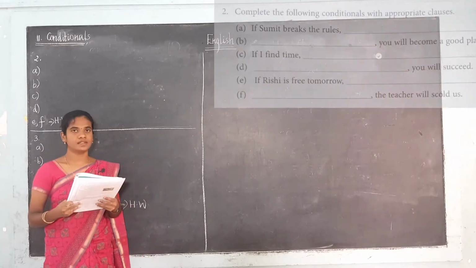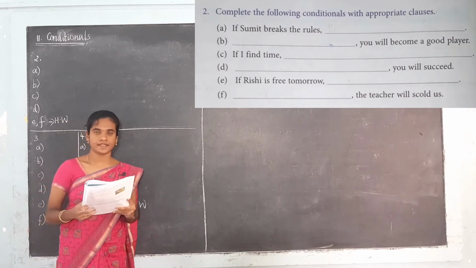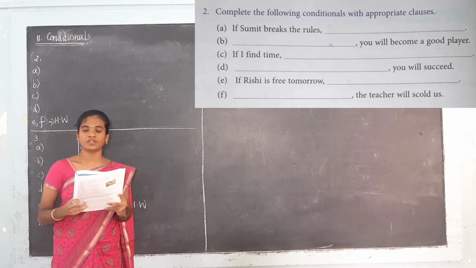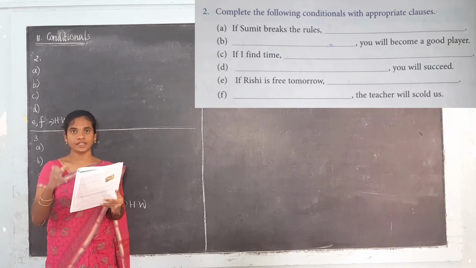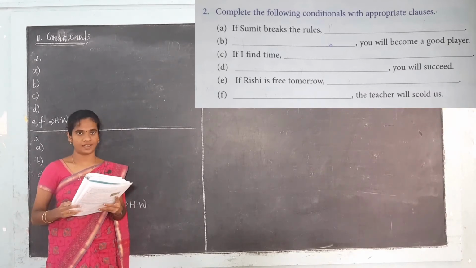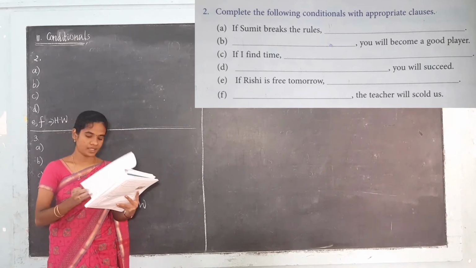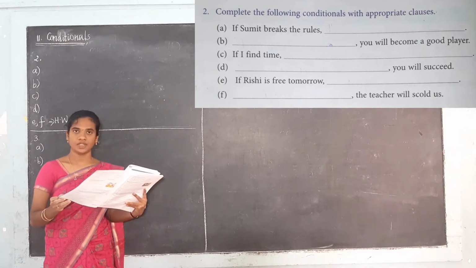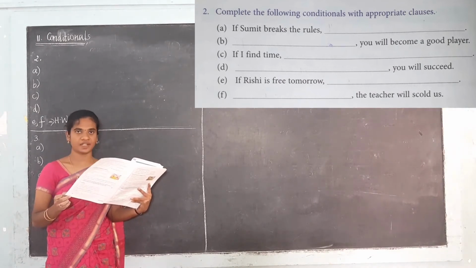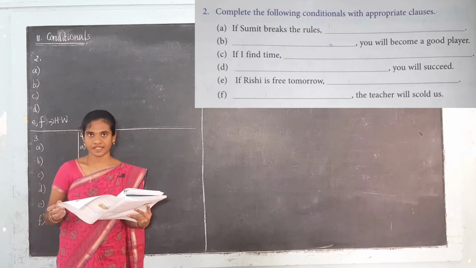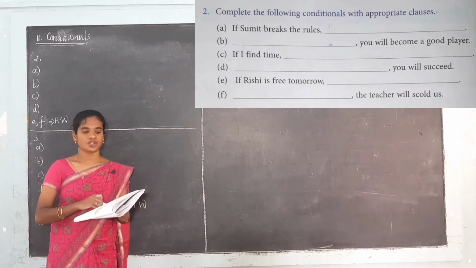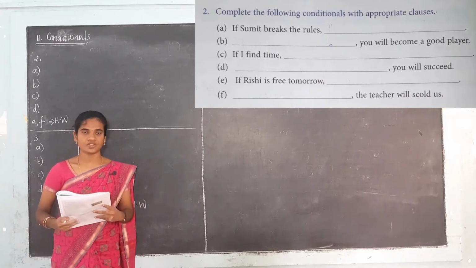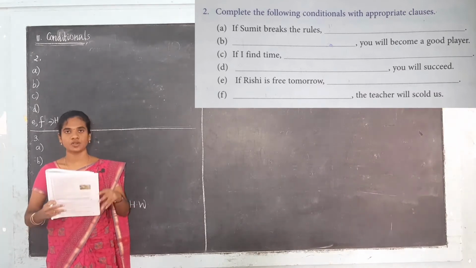Now students, see this image. This is the second exercise for you. Complete the following conditionals with appropriate clauses. So here it is the first conditional. Okay. So see the page before, take page number 67. In that they have given the first conditional explanation for you. So what is the structure of the first conditional? The if clause should be in the present tense and the main clause should be in the simple future. Okay, so keep that in mind.